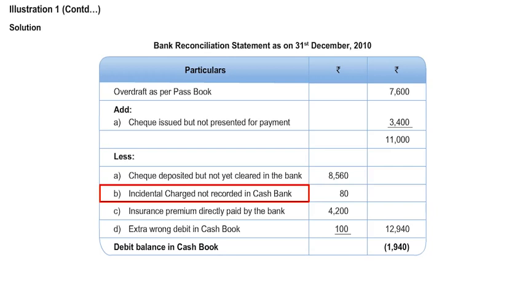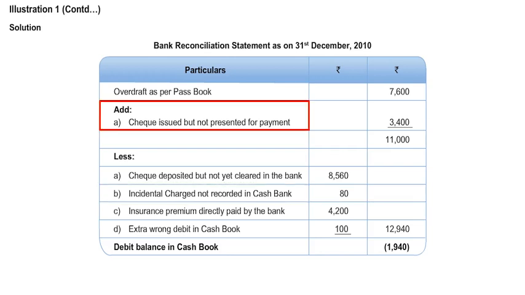Okay. Incidental charges paid by bank but not recorded in cash book, 80 rupees. Now since these charges are paid by the bank, obviously the entry will appear in your passbook, so the overdraft balance will increase. But since the entry is not made in the cash book, it will be the opposite sign. The overdraft balance will be lower in the cash book. So again, 80 rupees you will deduct. Incidental charges not recorded in cash book.